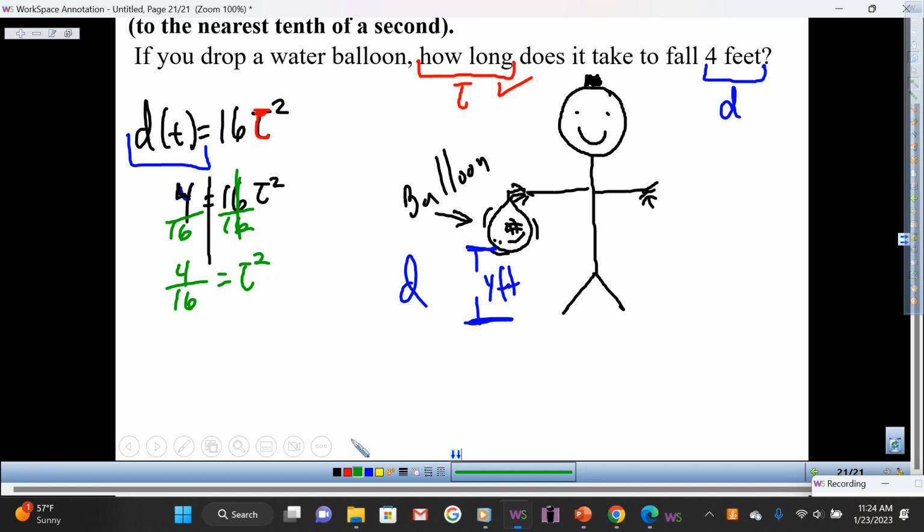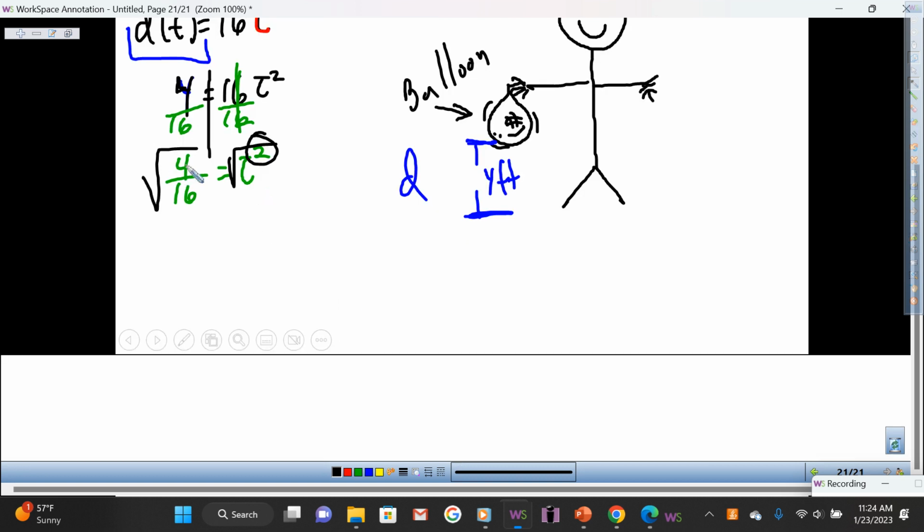How do I cancel that squared, everyone? Square root, square root. Therefore, I'm left with, what is square root of 4? 2. What is square root of 16? 4. And this is plus minus, and all that equal to t. However, look up, please. This I cannot use. Talk to your neighbor, let them know why I cannot use that negative. Why can't I use that negative?